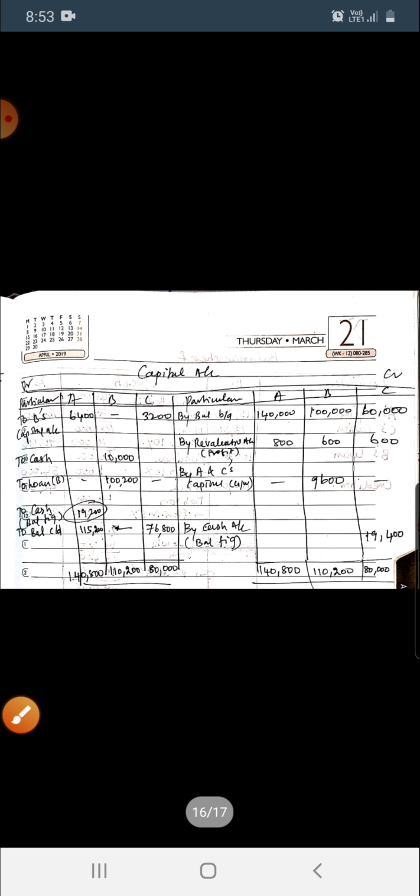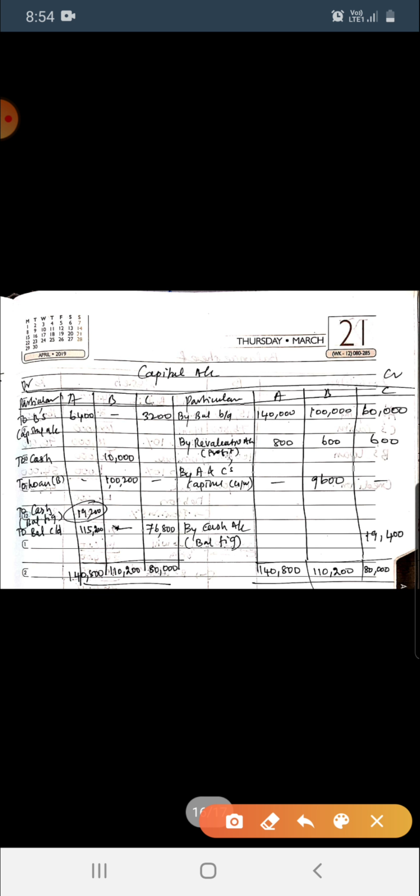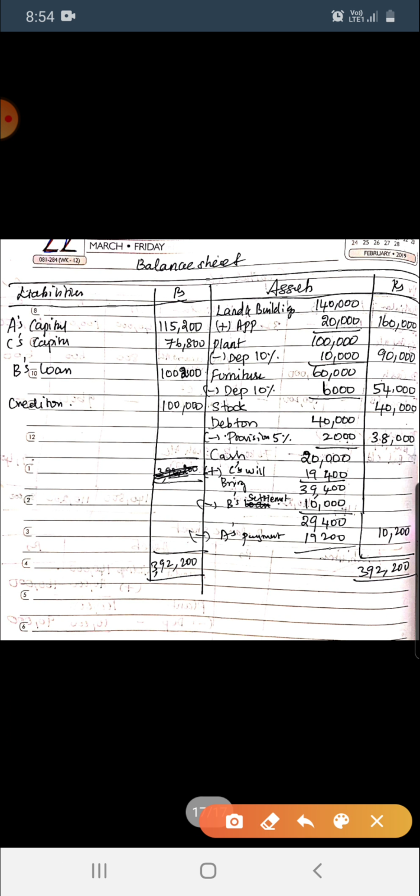And for A, we have to give 19,200. So deduct that amount also. So here we have deducted that amount. C is bringing cash 19,400, we are adding it. For A, we are paying 19,200, so we are deducting it. The balance amount comes to 10,200. Now total the asset side, it comes around 3,92,200, and the liability side 3,92,200. Hope you all have understood this problem.